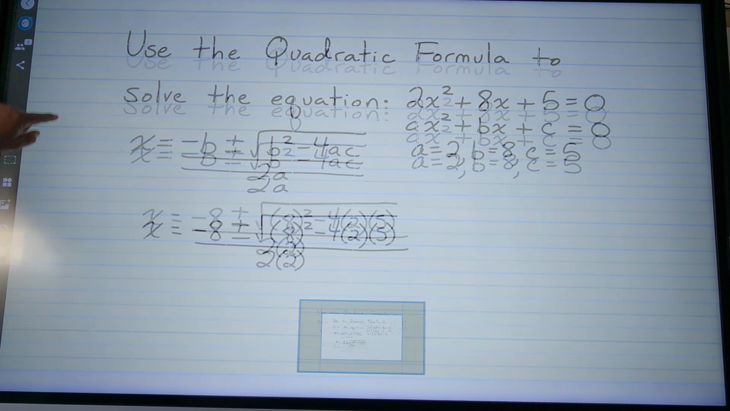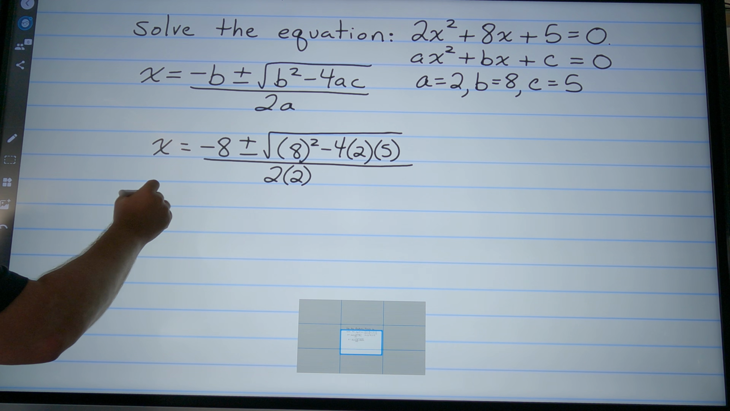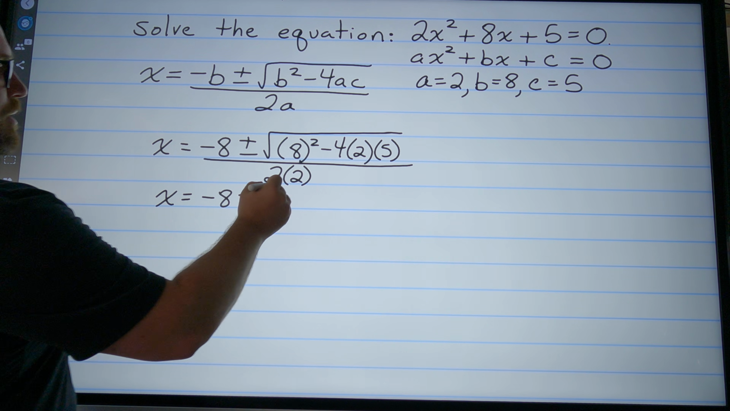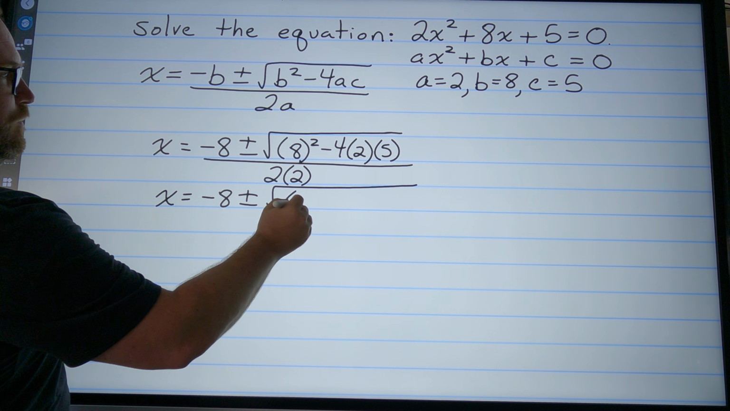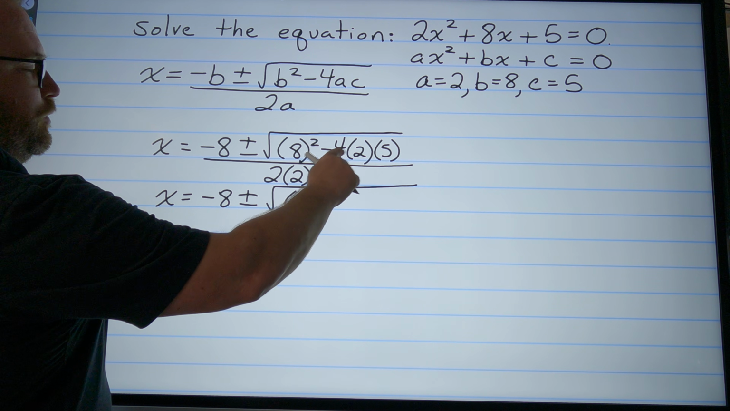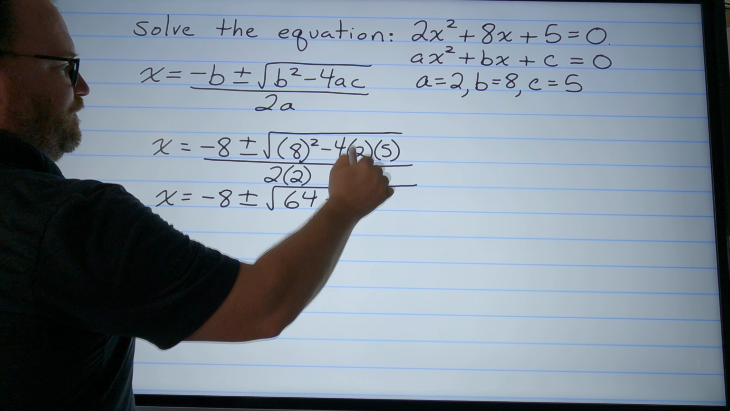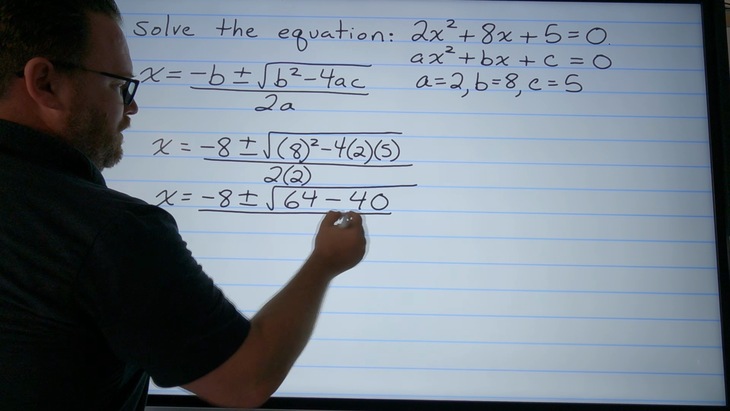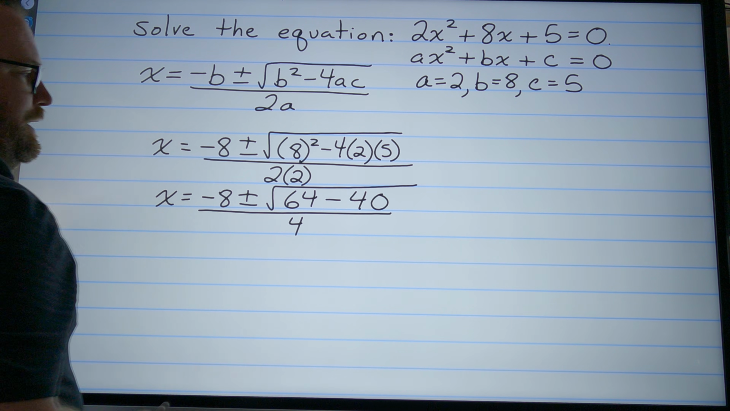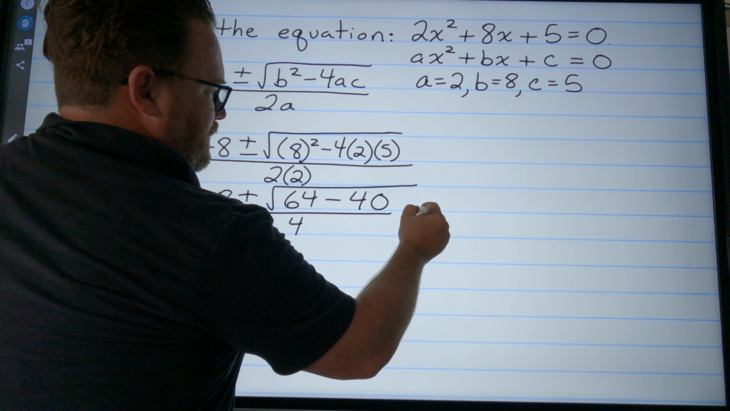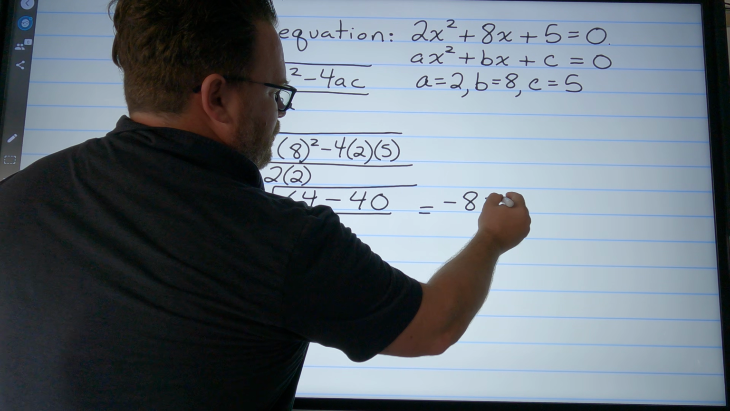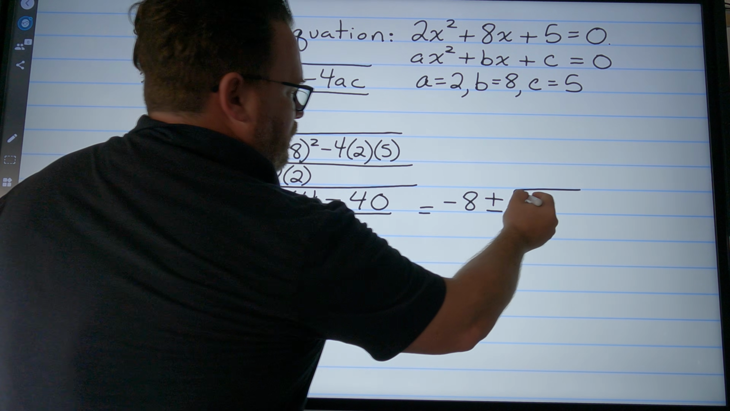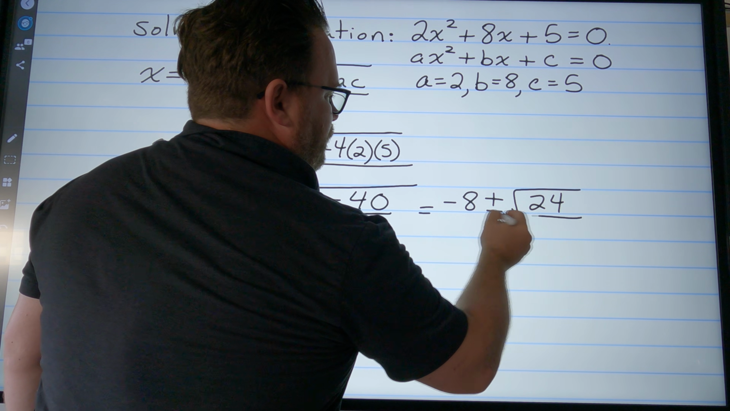And we can work this out. So we can say x equals negative 8 plus or minus the square root of 8 squared is 64 minus 4 times 2 is 8 times 5 is 40. And that's all over 2 times 2, so 4. If we continue to work this out, we get negative 8 plus or minus 64 minus 40 is 24, all over 4.